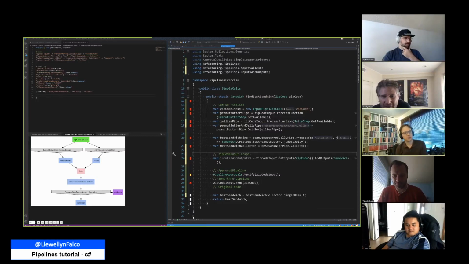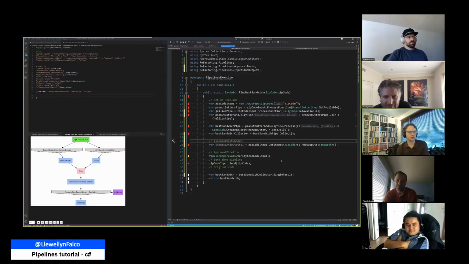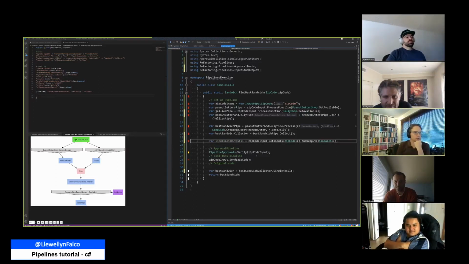Actually, I think it's a good point because the code now suggests that we get the input for the input and the output of the input. Yeah. But it is for the entire graph. That's for the entire graph. Yeah. But what do we want to do with this variable? So we want to use inputs and outputs only after line 24, instead of the zip code input. Yeah.